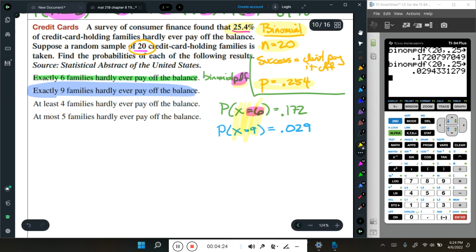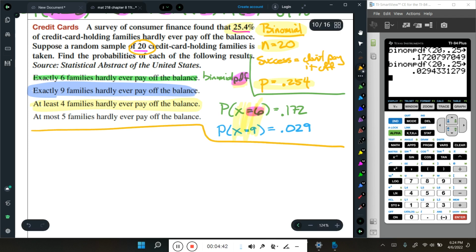The next one reads, at least 4 families hardly ever pay off their balance. Okay, this one's going to be tricky. So luckily, I saved us a bunch of space.